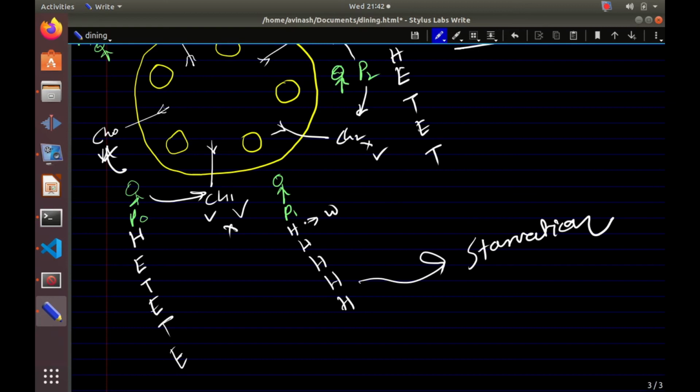That means this philosopher P1 is continuously remaining in the hungry state, and he is not getting the chance to eat. Why is he not getting the chance to eat? If P0 is releasing its chopstick, at the same time P2 is acquiring the chopstick. If P2 is releasing its chopstick, P0 is acquiring it. So he remains in the hungry state. This problem is called starvation. Okay, next lecture we will study the practical implementation of this dining philosophers problem.